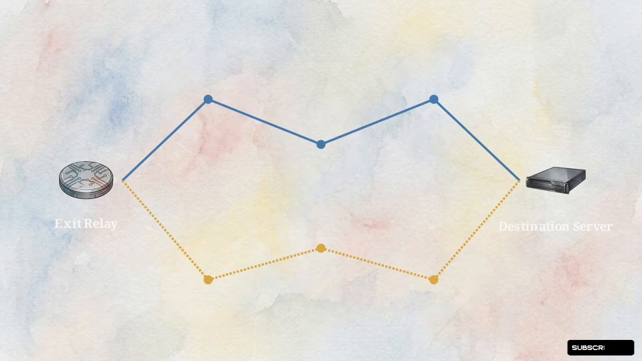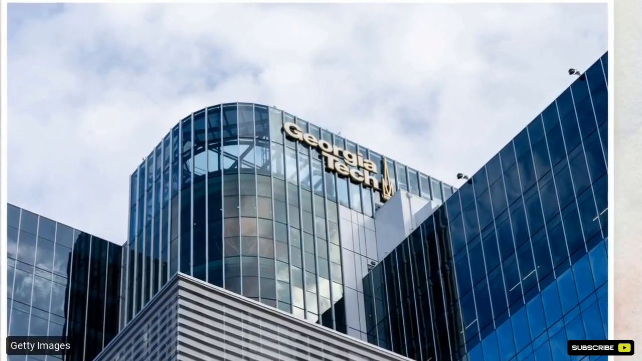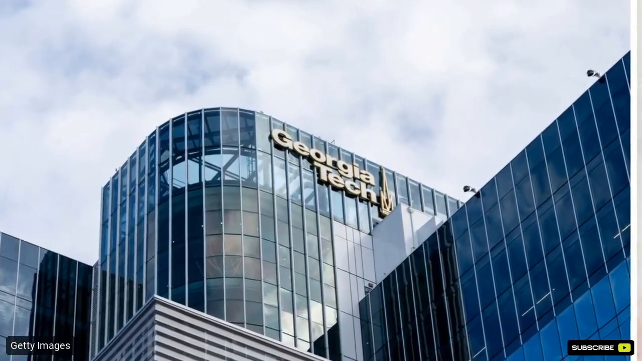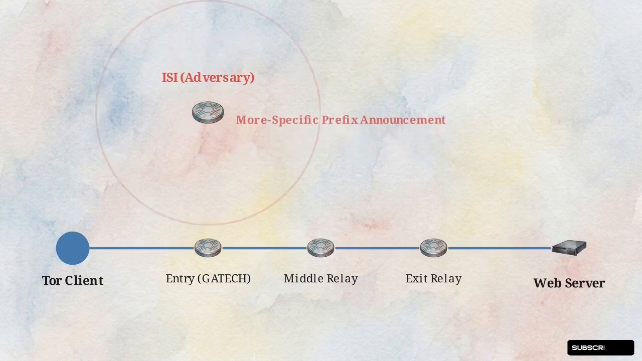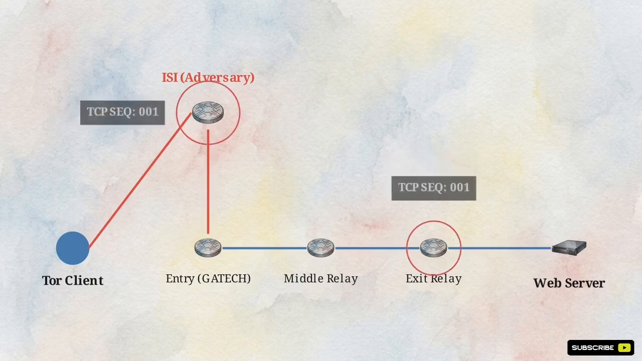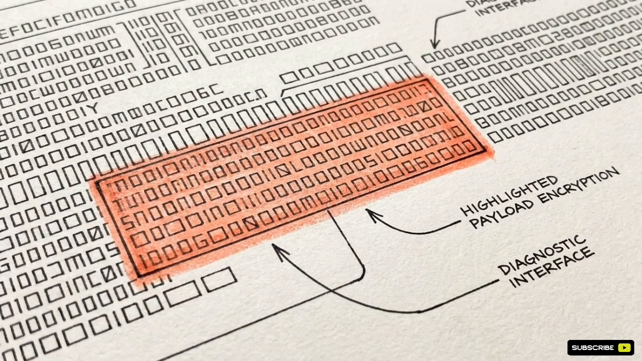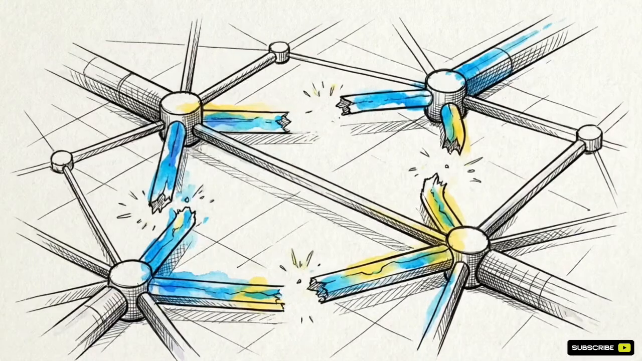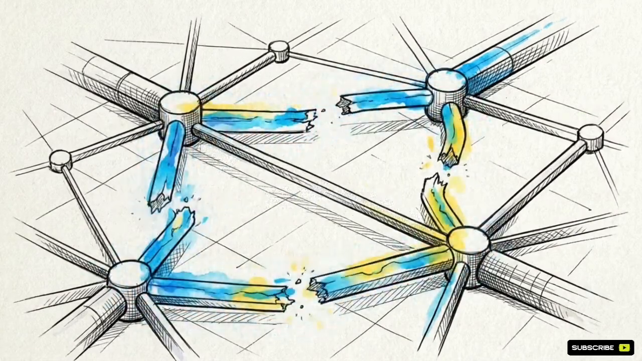This shows the Georgia Tech campus representing a baseline autonomous system. An entry relay here creates a stable path an adversary can monitor for traffic baselines. An adversary executes a BGP interception attack, announcing a more specific network prefix to hijack and reroute traffic through a hostile autonomous system. Observing both entry and exit points, they perform a correlation attack, matching TCP sequence numbers across both ends to de-anonymize the client. This demonstrates that payload encryption does not prevent de-anonymization if an adversary can manipulate BGP routes to observe the timing and size of traffic flows across the internet topology.